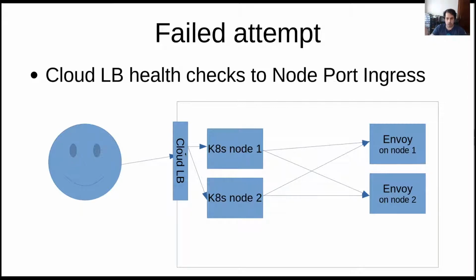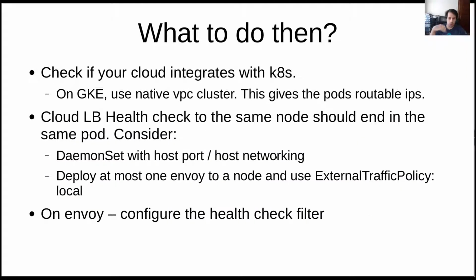And again, it's kind of because the cloud load balancer is not Kubernetes aware. So essentially, if you're using a node port to expose your edge gateway to your cloud load balancers, you cannot just naively use health checks because they will mix and match on the different pods and essentially become meaningless, right? So what to do then if we're not going to do that?